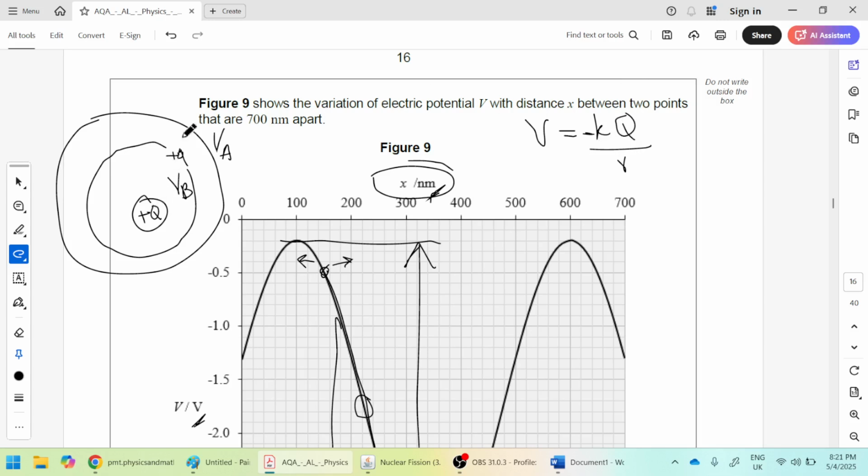So I know that a positive test charge placed at B will move towards A naturally. That's a natural tendency to repulsion, right? Plus and plus, same charges repel, so it's going to go this way. If I put an electron here, it's going to come this way, attraction. And it will seek out a point where the R is smaller, V is higher, the magnitude is higher, still negative.